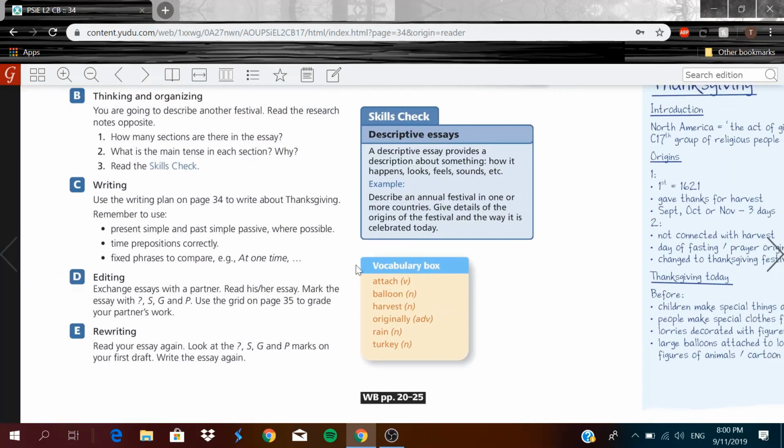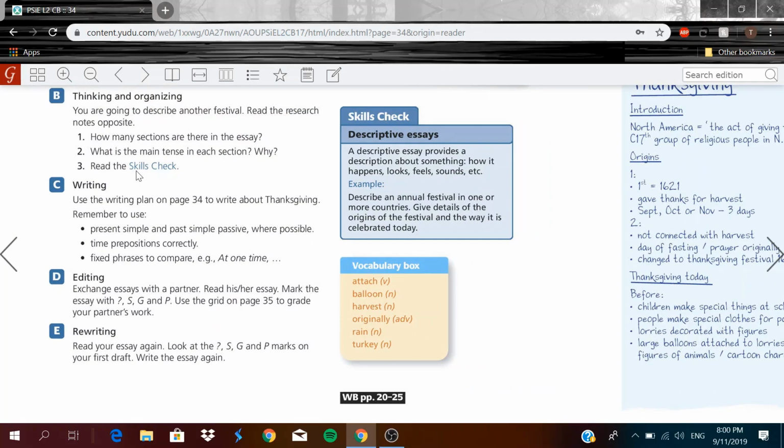So what else do we have? We have read these skills, check. Okay, so now let's take a look here. We have descriptive essays. A descriptive essay provides a description about something. So it's not a regular essay. What you're going to be writing down is a descriptive essay. And what is a descriptive essay? It's an essay that provides a description about something. So how it happens, how it looks, how it feels, and how it sounds, etc.